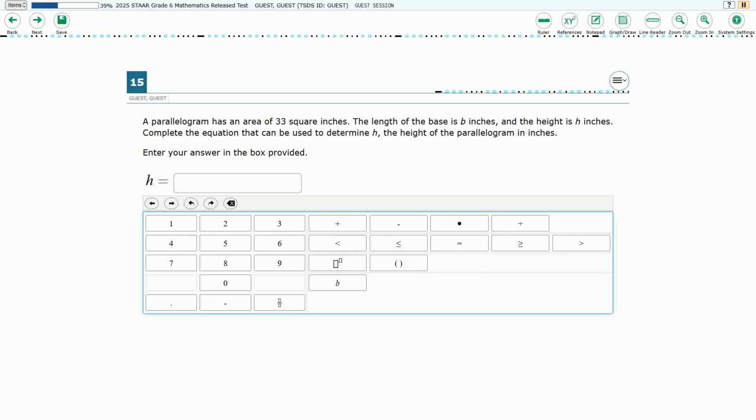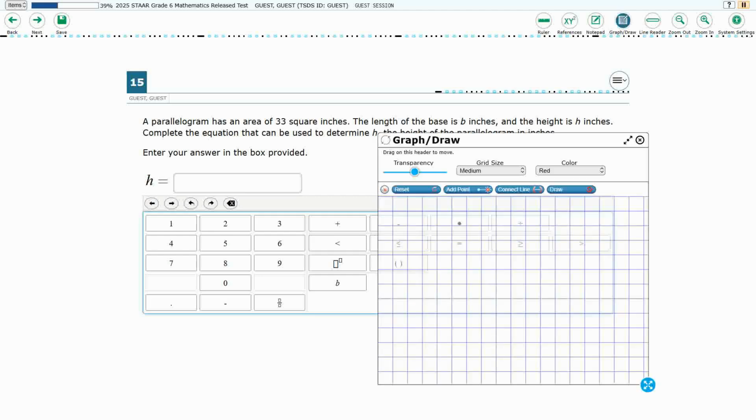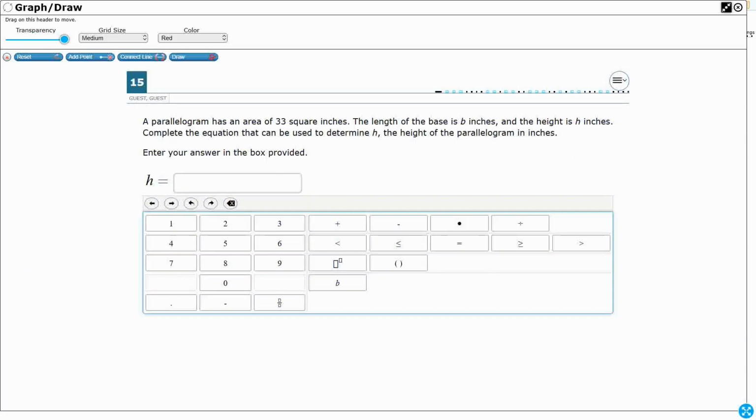All right, so we've got a simple statement here. We need to find h equals, and we're going to type it in. So let's take a look at what they're asking us to do here. We have a parallelogram, okay? An area of 33 square inches. Length is b, height is h.